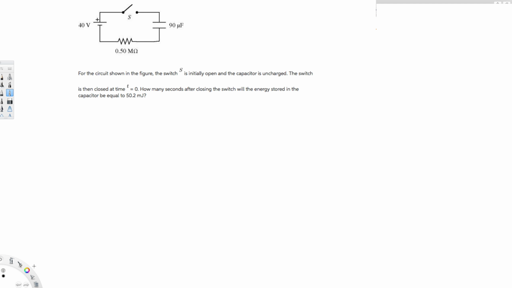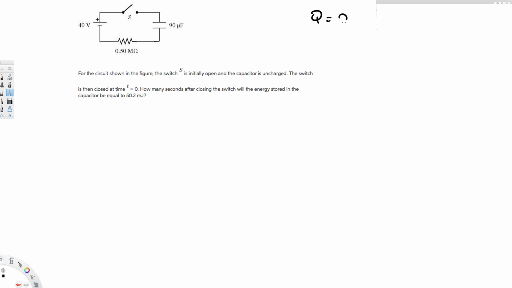Let's do this problem right here. The question is asking: for the circuit shown in the figure, the switch is initially open and the capacitor is uncharged. The switch is then closed at time t equal to 0. How many seconds after closing the switch will the energy stored in the capacitor be equal to 50.2 microjoule? So to calculate the time, we have to use this equation.